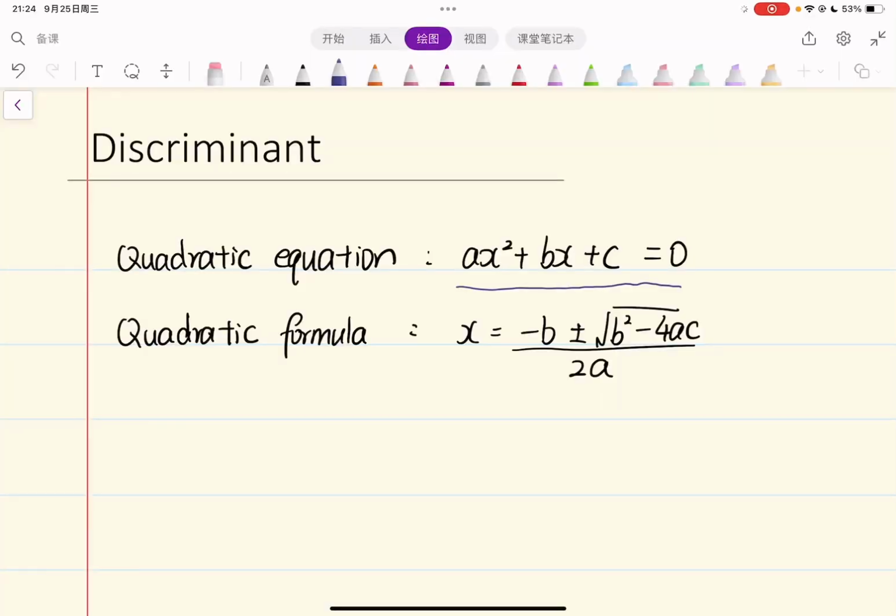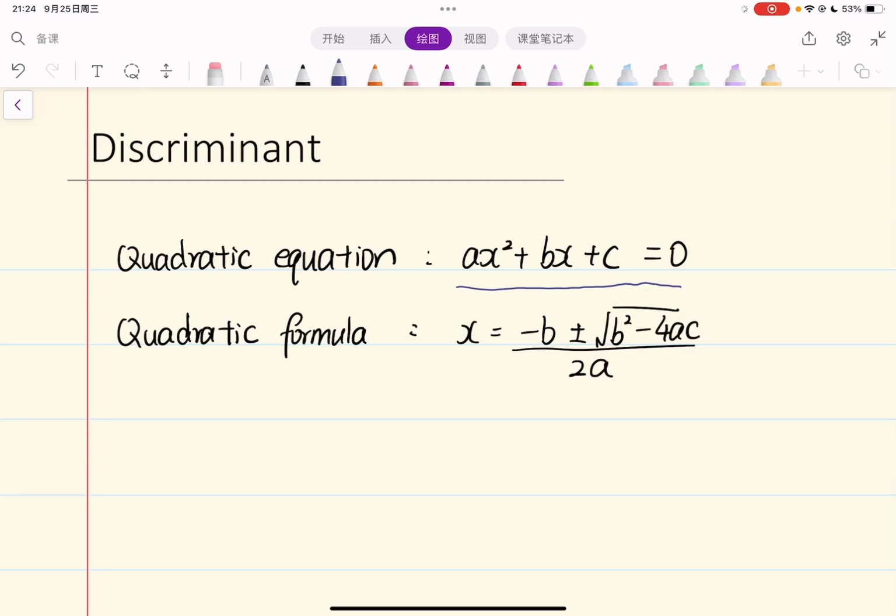Hello everyone! In this video, we are going to learn about the discriminant. Let's first quickly recap the previous knowledge about the quadratic equation. The quadratic equation is ax squared plus bx plus c equals 0. To solve this equation, one method I have told you before is to use the quadratic formula. What is this formula? That is x equals minus b plus or minus the square root of b squared minus 4ac, over 2a.